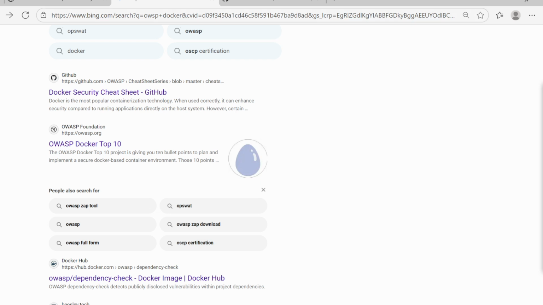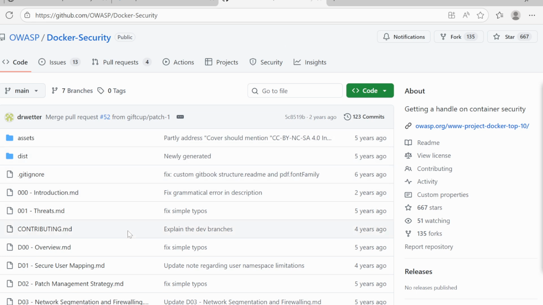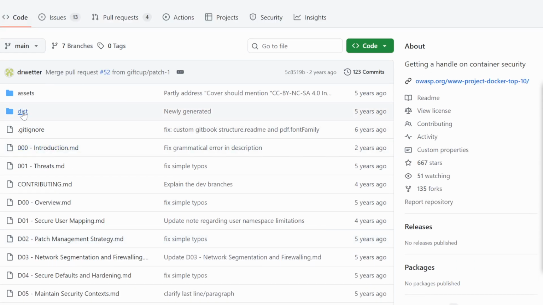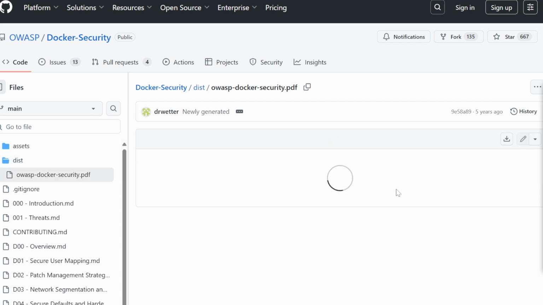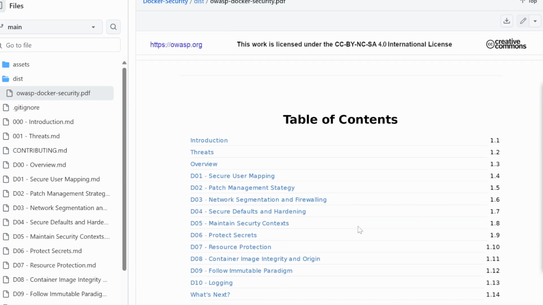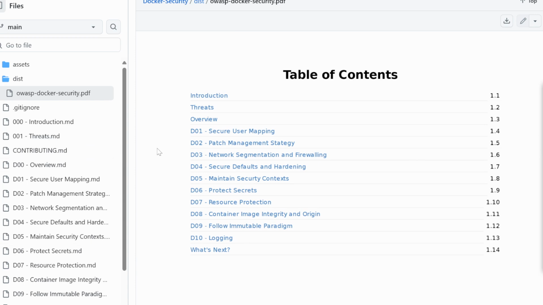For getting more information about OWASP Docker top 10, you can directly search for OWASP Docker top 10. This will take you to a link where a GitHub URL is there. Here you will get a GitHub URL, and in this you can see what all the OWASP Docker top 10 are, indicated with the codes D01, D02 like this. These are the different vulnerabilities in Docker, and there is a PDF also here. This particular PDF lists the OWASP Docker top 10, and some explanation is given here.